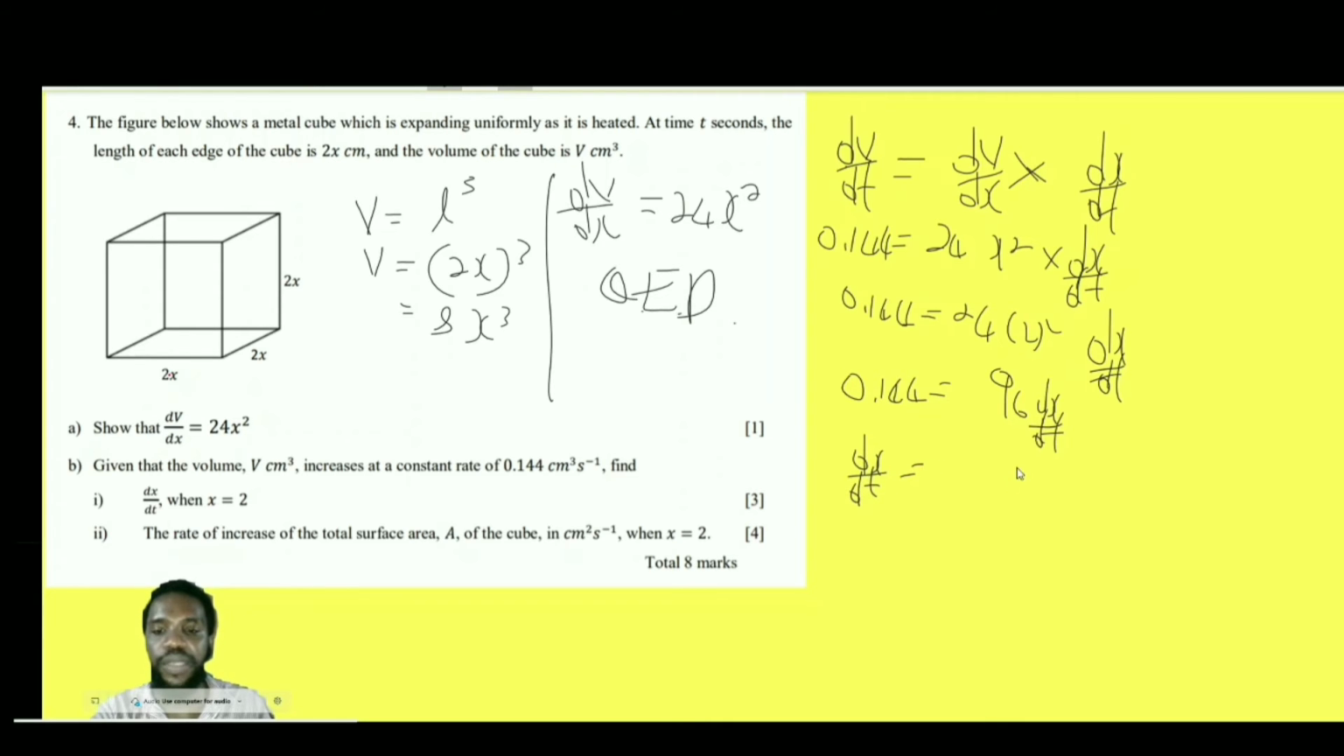So dx over dt is simply going to be, we know we're going to have to divide here, 0.144 over 96. Let me plug that into the calculator. That's 0.0015.